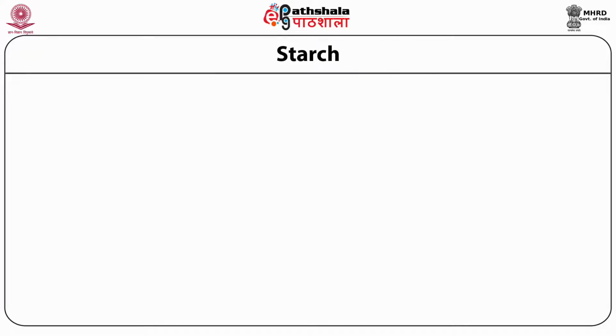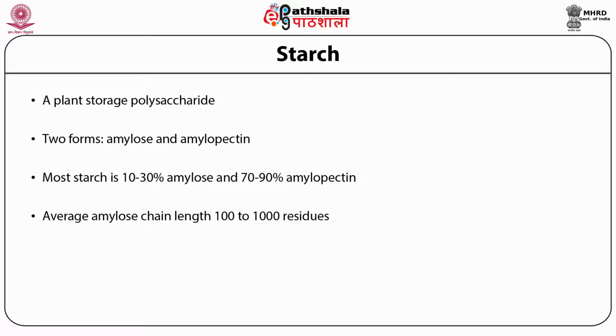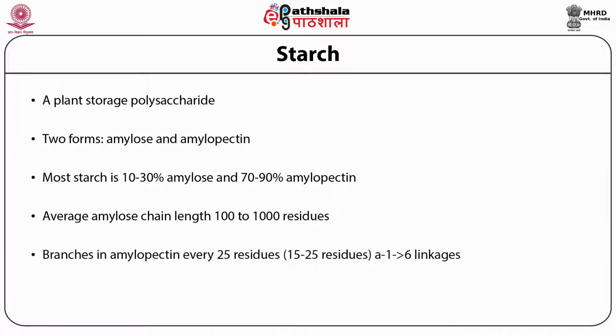Starch, again, is a naturally found carbohydrate, a plant storage polysaccharide. There are two forms of starch, one is amylose and another one is amylopectin. Most starch is 10 to 30% amylose and 70 to 90% amylopectin. Average amylose chain length is 100 to 1000 residues. Branch in amylopectin every 25 residues.